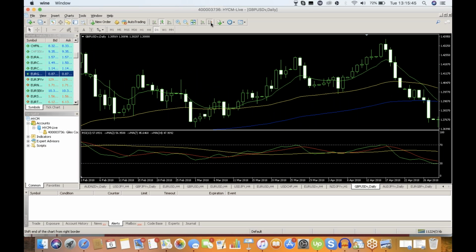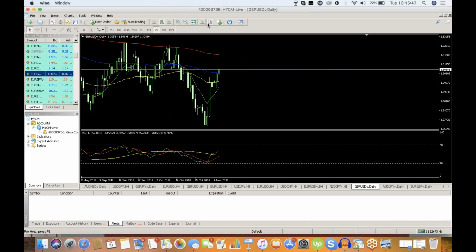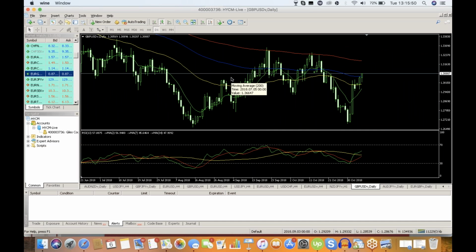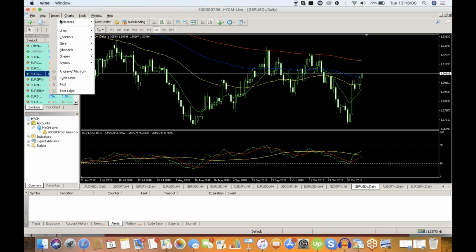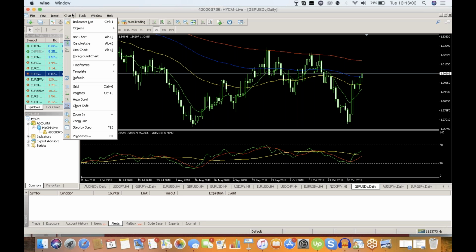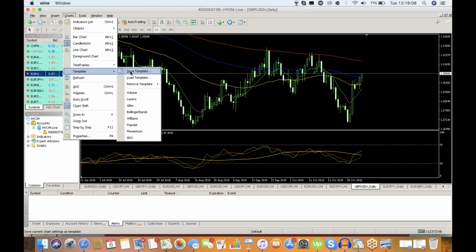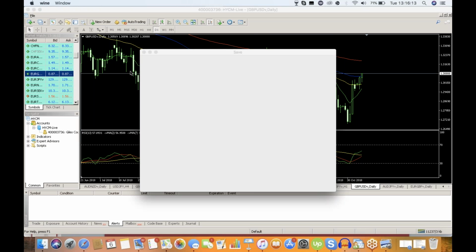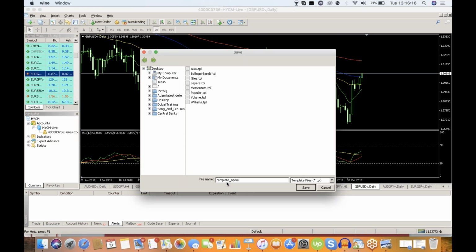Right, so that's going back to my old template there. This is my standard template that I use, okay? Now, what you do here is, once you've got your template set up, you go to Insert, you go to Charts, Template, and then Save Template, okay? So when you go Save Template, you give your template a name, okay? So I will give this name HYCM test template, okay?